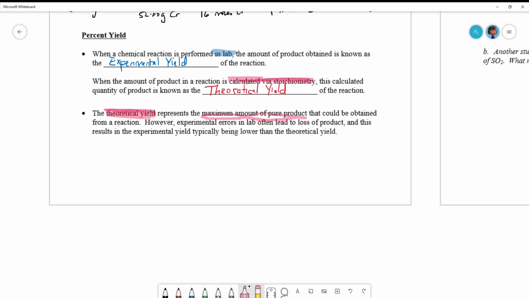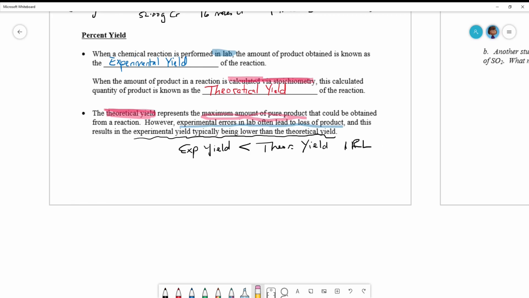Now, in the lab, however, when you're actually doing an experiment, making product and collecting product, as it turns out, people are prone to errors in lab. And those errors typically lead to loss of product. And as a result, the experimental yield is almost always lower than the theoretical yield. So experimental yield is less than the theoretical yield in real life. Let's write that IRL for in real life.